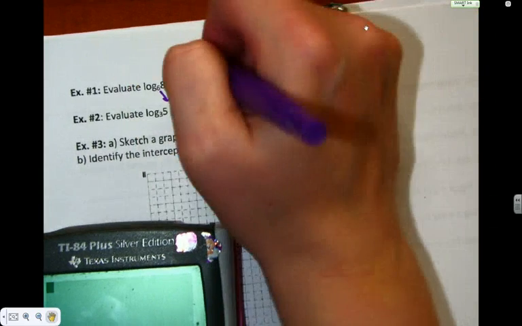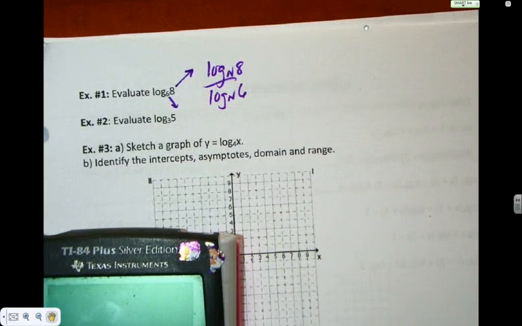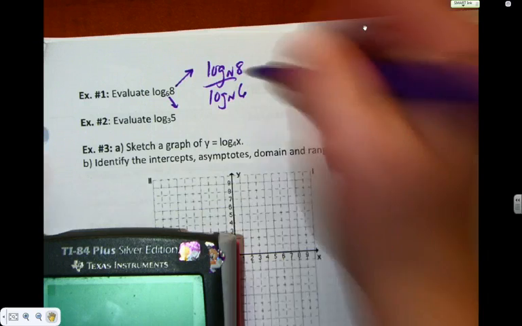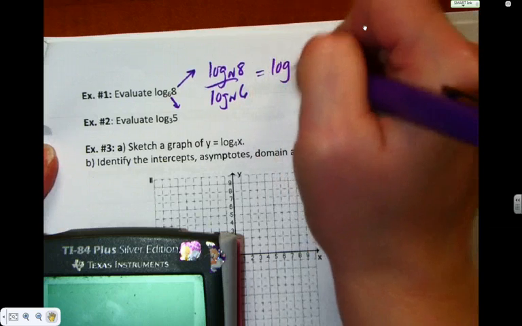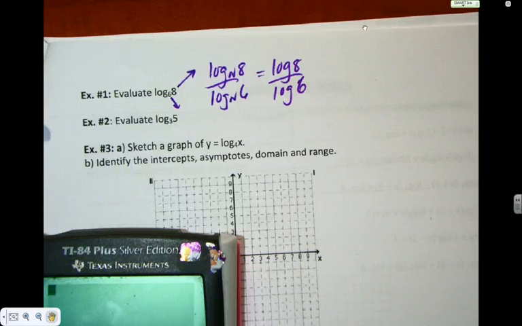So this is going to equal log base n of 8 over log base n of 6. Power goes up, base goes down. You can put whatever you want for n. It doesn't matter. You can use absolutely any number, but what is the best number to use for your calculator? The default, which is 10. So log base 6 of 8 equals log of 8 over log of 6. That's change of base theorem. What does it do? Let's just use our calculator.